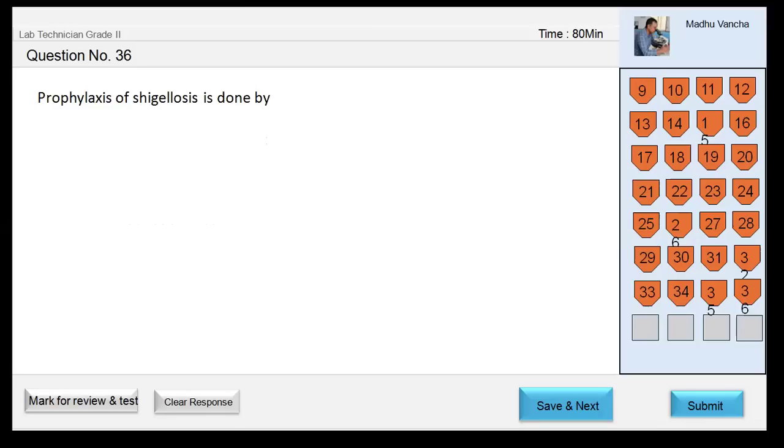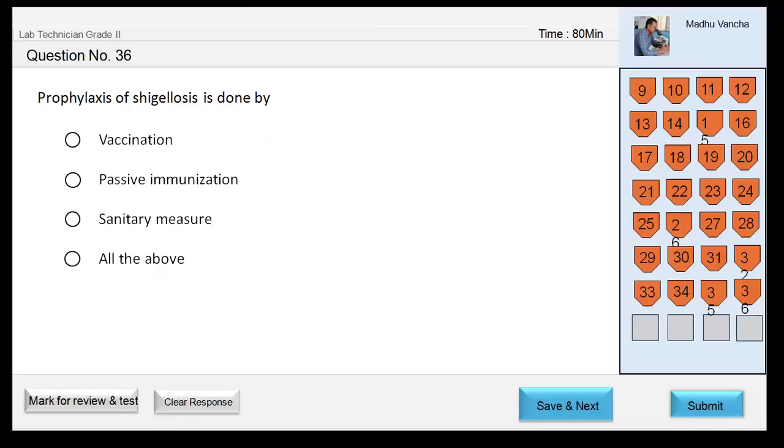Next question, prophylaxis of shigellosis. So what is shigellosis? It is a whole spectrum of disease caused by Shigella dysenteriae. Option A, vaccination. Option B, passive immunization. Option C, sanitary measures. Option D, all of the above. Here the right answer is sanitary measures.